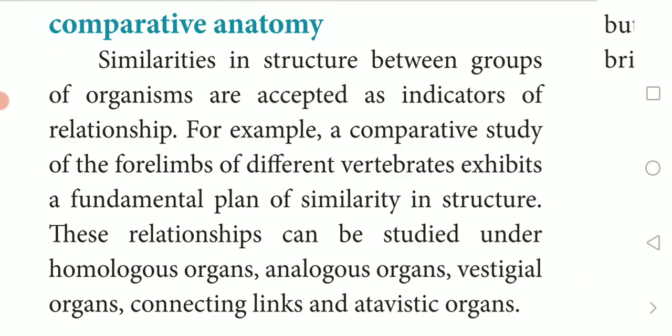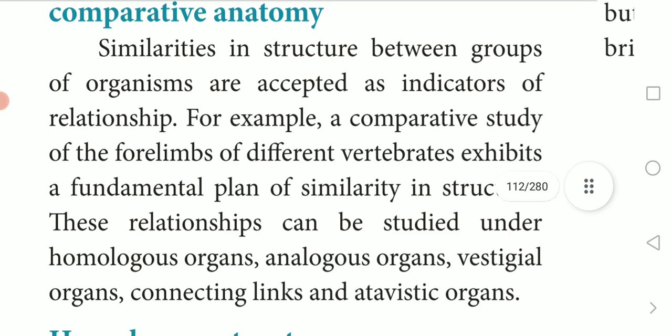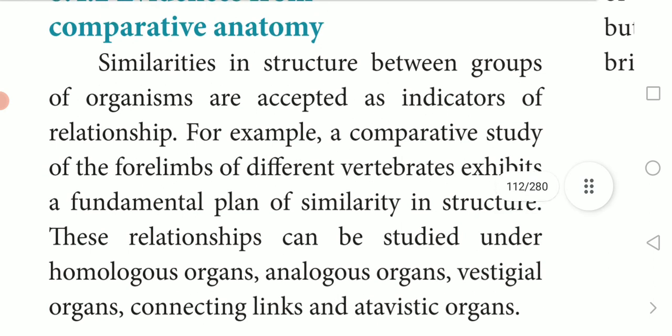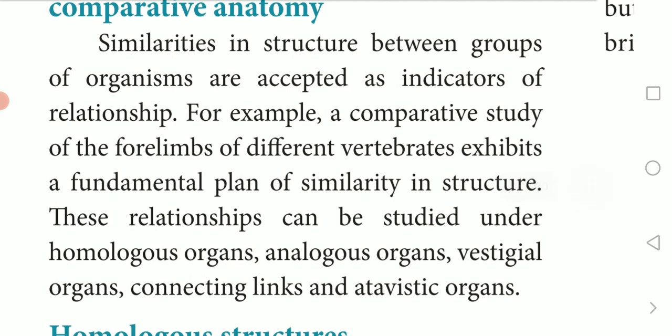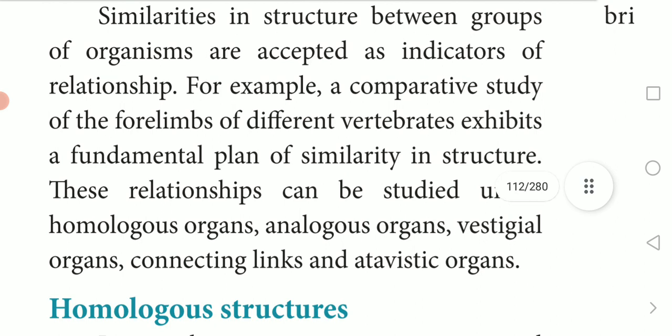The next topic is evidences from comparative anatomy. Here, the similarities in structure between organisms are accepted as an indicator of relationships. For example, a comparative study of the four limbs of different vertebrates exhibits fundamental plans of similarity in structures.